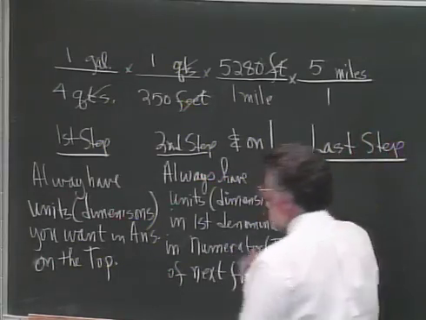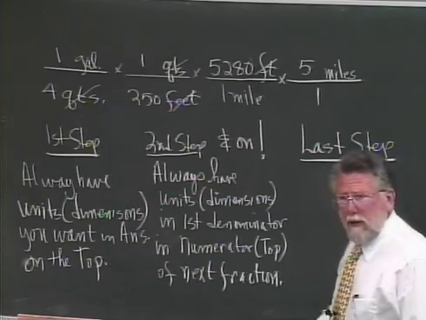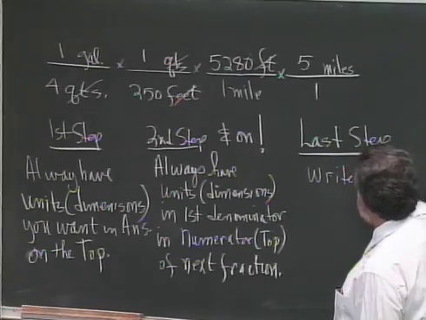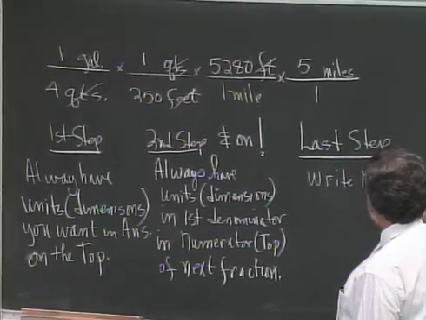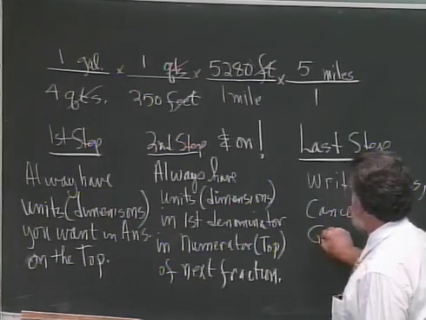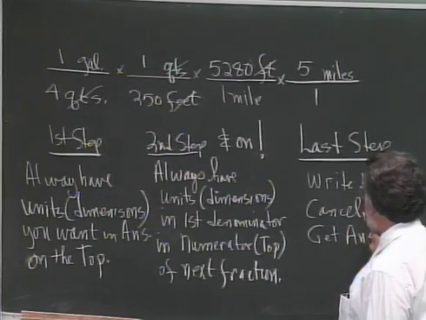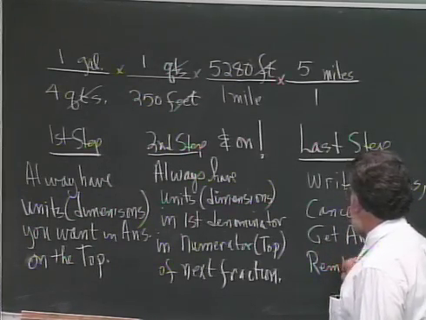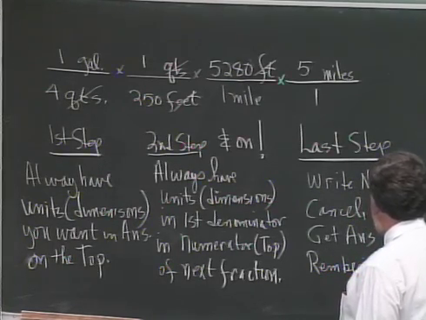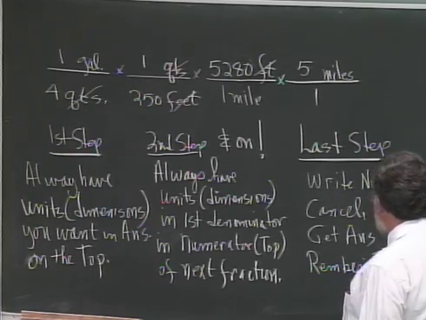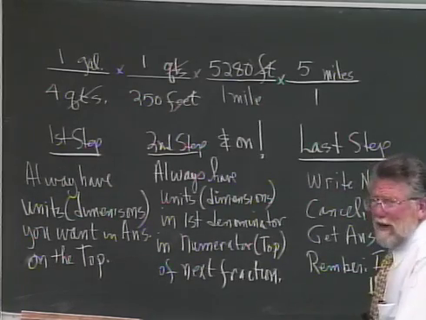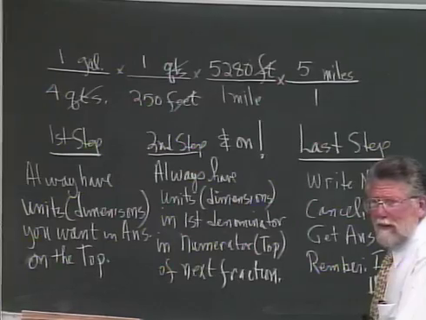What do I do? Write your numbers. Cancel. Get answer. Remember, include units. What is your last step on this, Adrian, out of curiosity? Okay, you can multiply the numbers in both top and bottom and then divide.